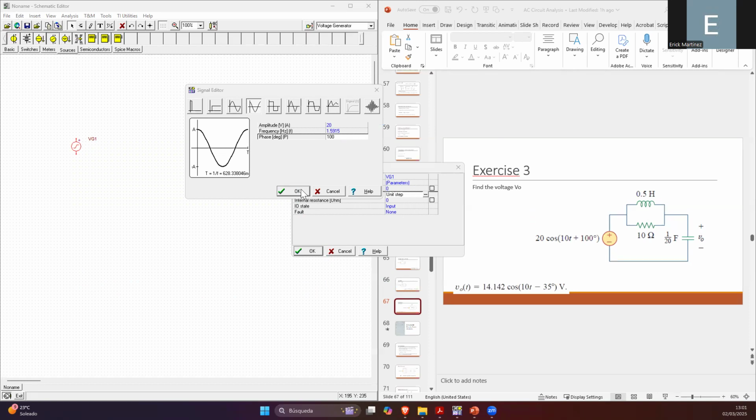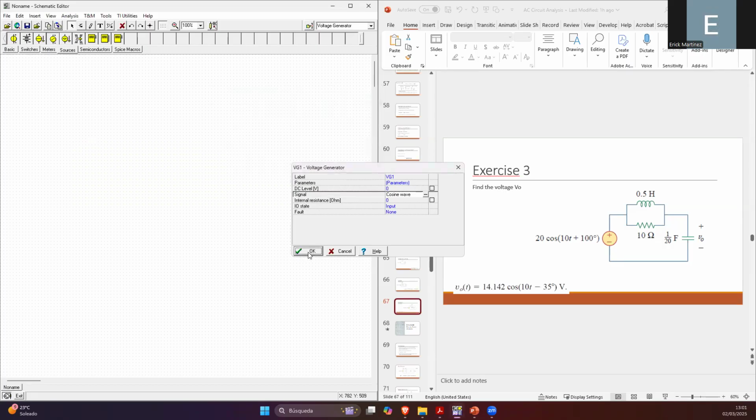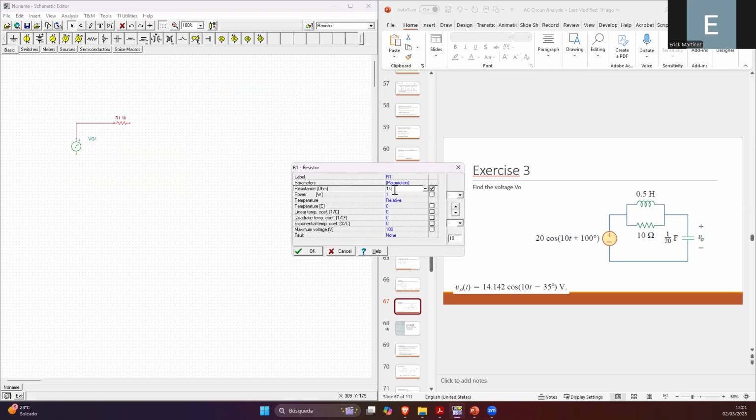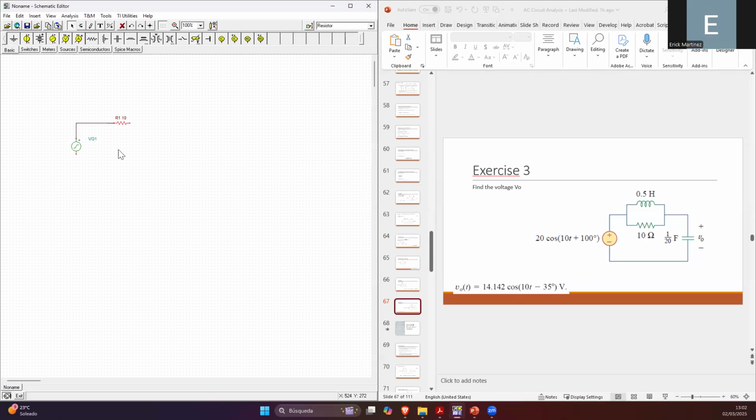Now, in order to configure these parameters, you click OK, and then click OK again. Now we can place the other components. For instance, if you go to basic, you can select the resistor of 10 ohms. You can connect them in this way, and you can select in this region the value of the resistor, which in this case is 10. You input 10 in this space and then click OK. You can see that the value of 10 ohms is displayed here in the resistor.